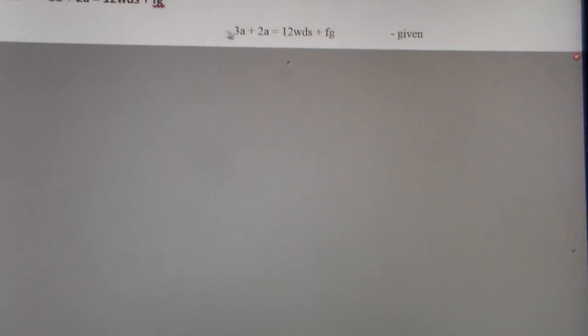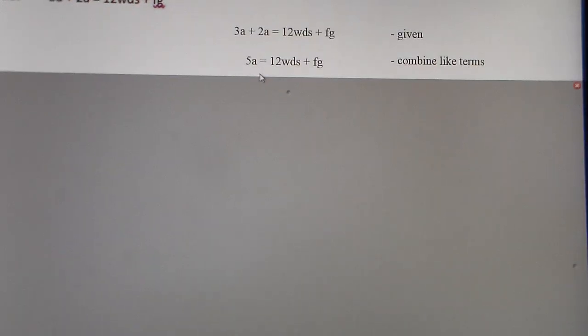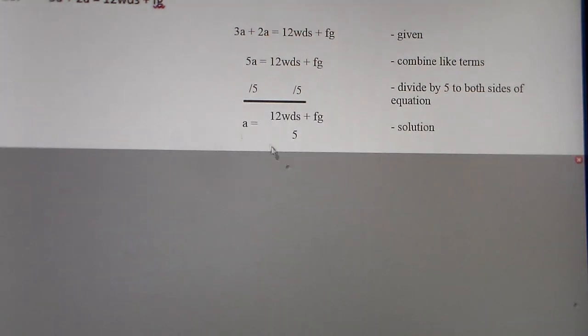Number 18. What we've got to do is combine our like terms first and get A all by itself. So we're given 3A plus 2A equals 12WDS plus FG. We combine our like terms on the left hand side, so 3A plus 2A gets you 5A. We then divide both sides of the equation by 5. And we get A equals (12WDS plus FG) divided by 5. Should be a nice little line below. I'll carry that down. Divided by 5. That's our solution right here.